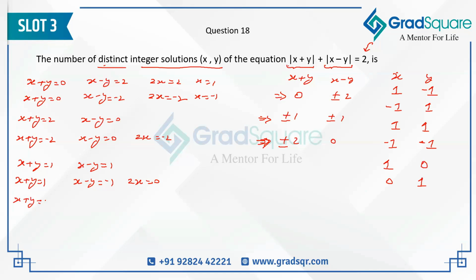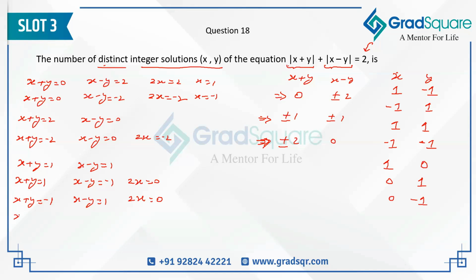Now let's take x plus y equal to minus 1. If I take x plus y equal to minus 1 and I take x minus y equal to plus 1. So if you add the two equations, now what are we getting? We are getting 2x is equal to 0. So x is equal to 0, and y is turning out to be equal to minus 1.